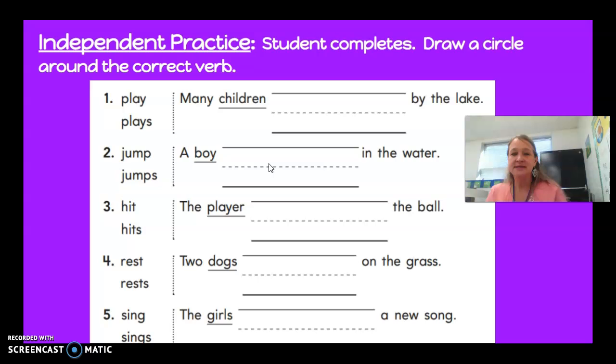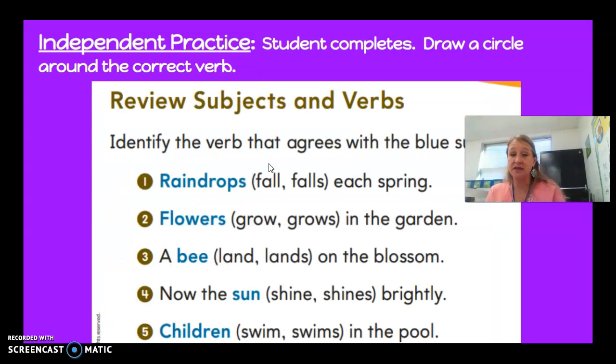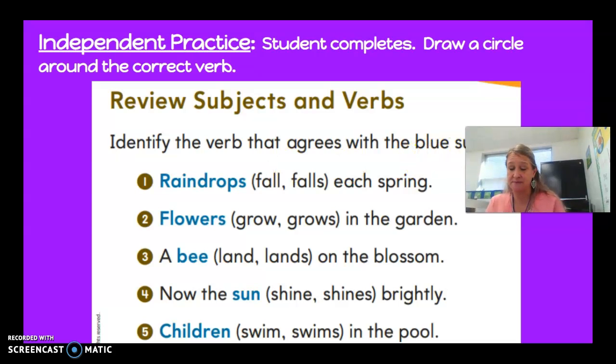All right. So when you are finished with this page, you're going to save it and turn it into your teacher.